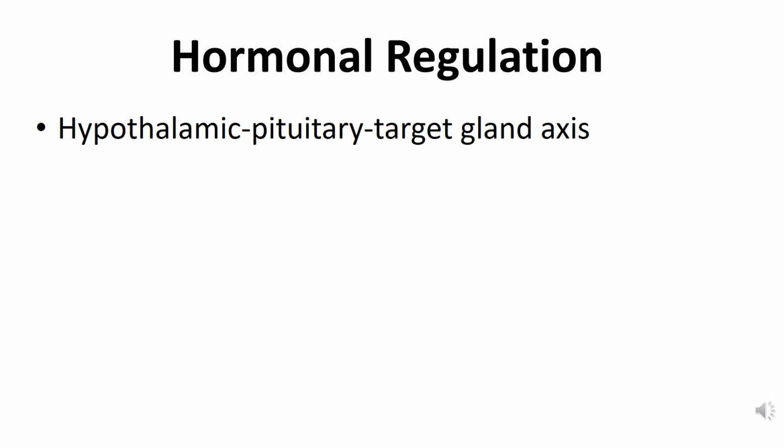Another example is the adrenal axis. The hypothalamus releases CRH. CRH tells the pituitary to produce ACTH.